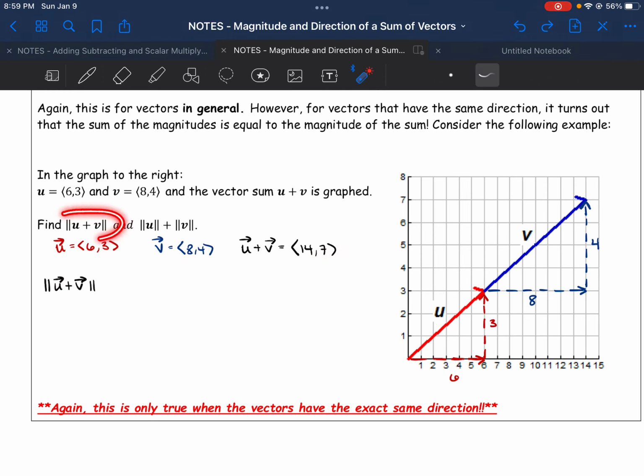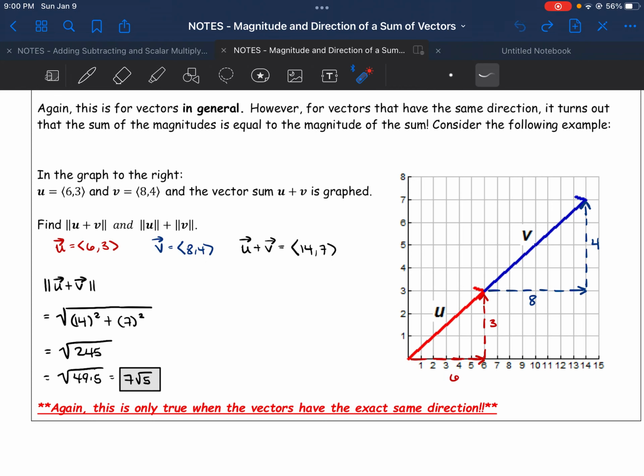Now let's calculate first the magnitude of the sum. Magnitude's pretty simple. We take the components, square them, and add them together, and we're doing this for the components of the sum. So we're using these components right here. Horizontal component, vertical component, square them, add them together, take the square root. We get the square root of 245. Well, 245 is 49 times 5, and 49 is a perfect square, so that'll be 7 square root of 5.